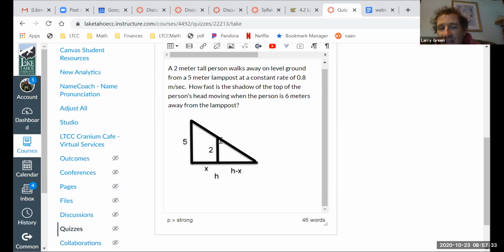Then we need to label some variables. I'm going to call x the distance from the lamppost to the person. I'm going to call h the distance from the lamppost to the shadow, the head's shadow. And it helps to note that this other piece over here is h minus x. Any questions on the picture? Nothing tricky here, but you've got to have that picture down.